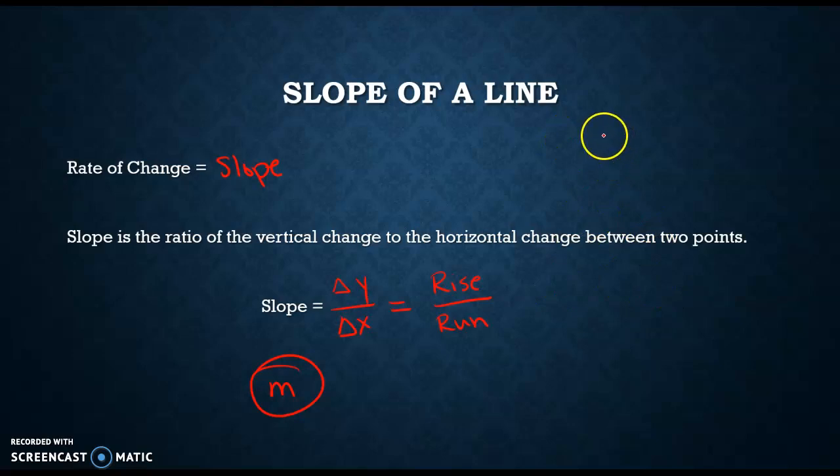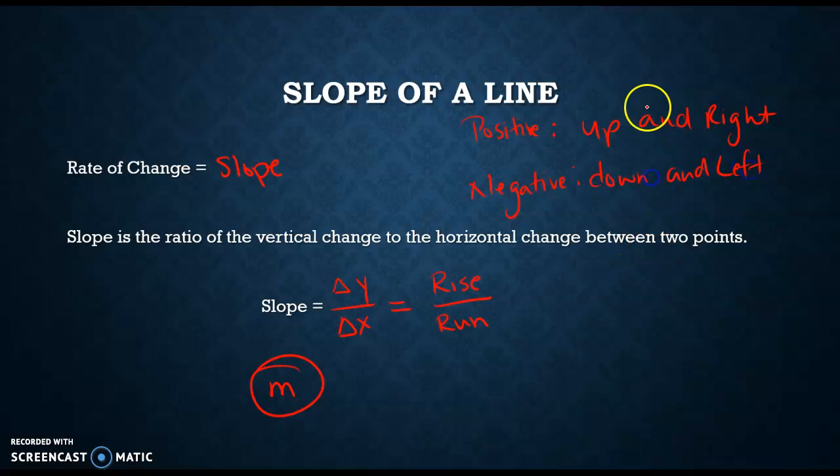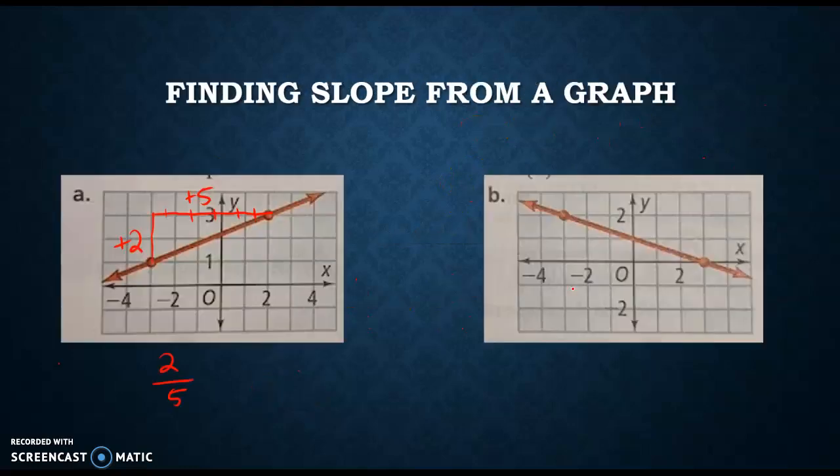And then something else to keep in mind is that up and right are positive moves, and negative moves would be down and left. I don't know what I was trying to put with down. Now that's gone. So negative moves would be down and left. Okay, so we went up and right, so they're both positive. So my m is going to equal 2/5.